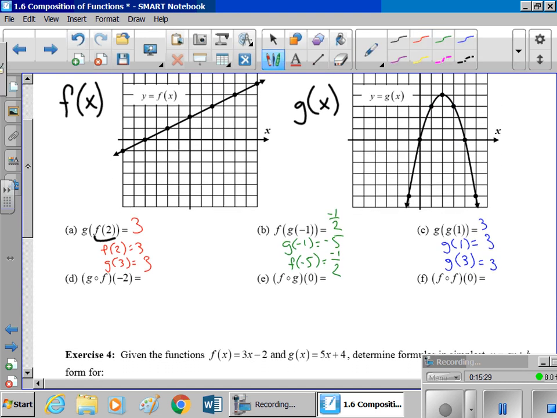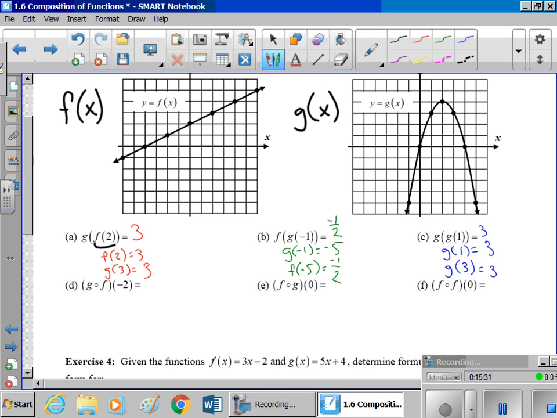Pull it up just a little bit just so we can still see our graphs. All right, so g of f of negative 2. Let's rewrite that. So we're going to start with f of negative 2, which is on the left side. When x is negative 2, y is 1. And now we're going to do g of 1. Now we flop to the right side there. g of 1 is equal to 3. So our whole answer is 3. Kind of fun, don't you think? I think these are fun.